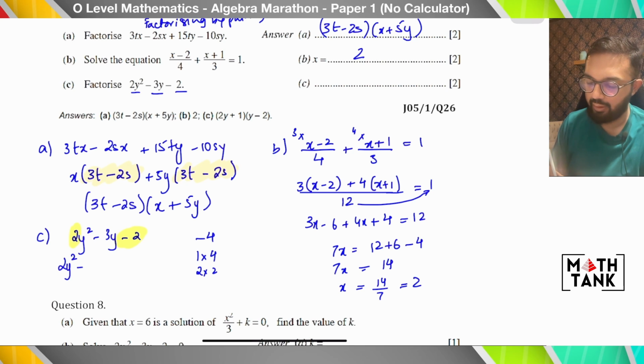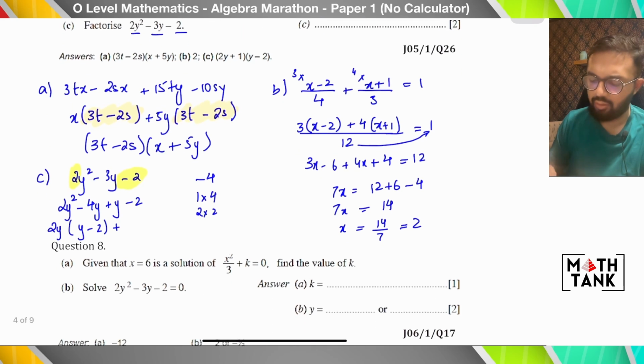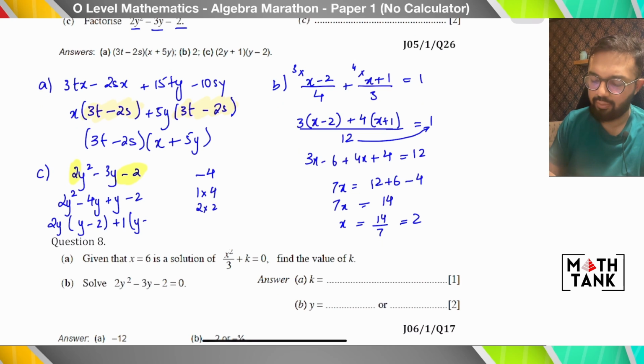I'm going to use the first set of factors, and I'm going to say that this is minus 4y plus 1y minus 2. What is common? 2y. So I'm left with y minus 2. Since the last two terms don't have anything in common, I'm just going to say that 1 is common, so y minus 2. So what am I getting? I am getting y minus 2 as the first factor and 2y plus 1 as the second factor.